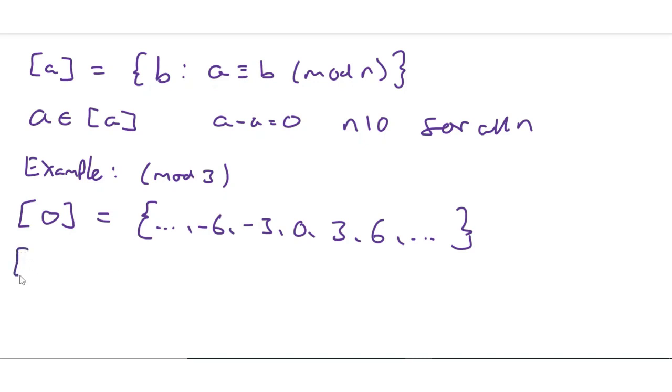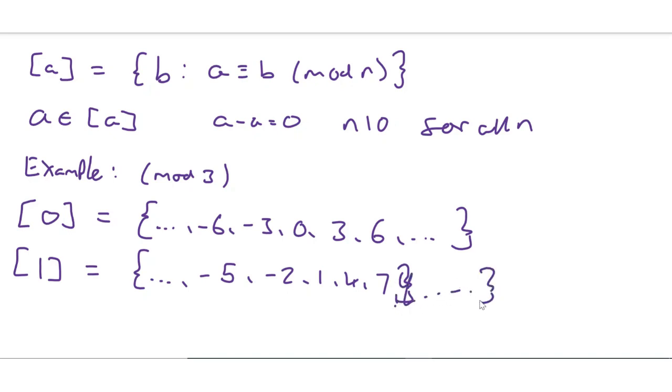Now, the congruence class of 1 is equal to minus 5, minus 2, 1, 4, 7, and so on in threes, like so. We've just added 1 to each of the elements above. And again, you can check this: minus 5 minus 1 is minus 6, which 3 divides. And 1 minus minus 5 is 6, which 3 divides as well. So obviously it works both ways. I think we proved that in the last video. So that's another one of the congruence classes.